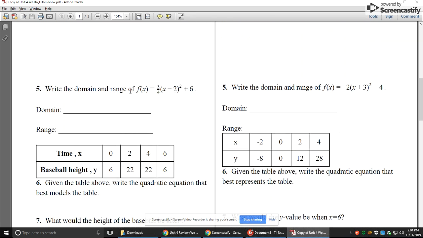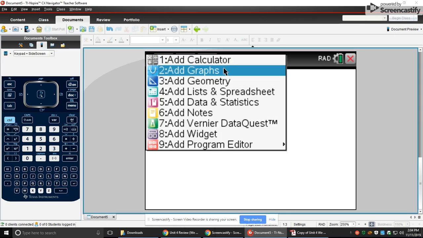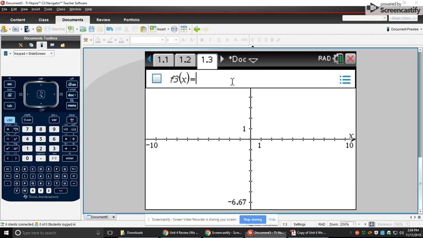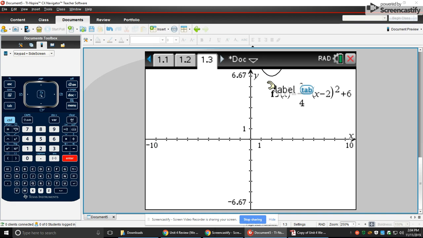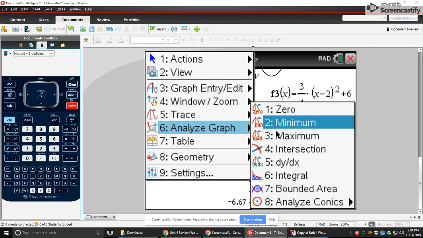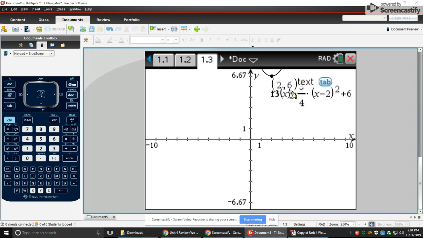So number 5, write the domain and range of this function. So let's say you don't know what to do. Graph it. So I'm going to do a graph page. So I'm going to do 3/4 x minus 2, and then it said plus 6, right? And I can kind of see it. All you really need to do is just look at the vertex. So that's the minimum value. The vertex is at (2, 6).